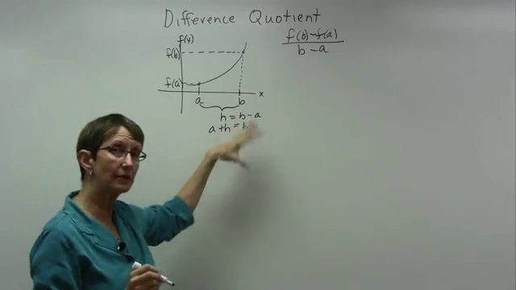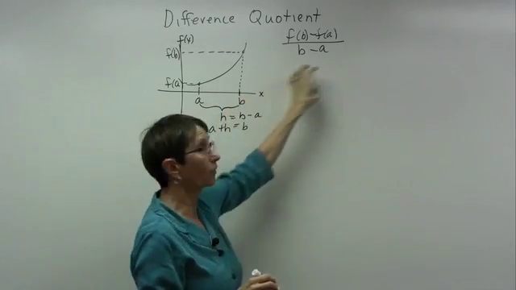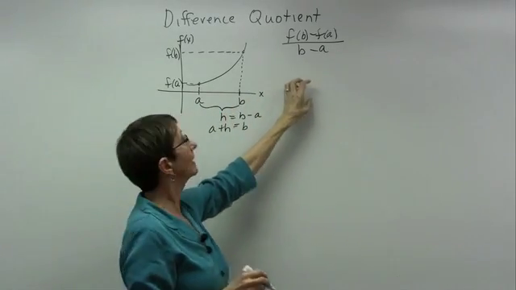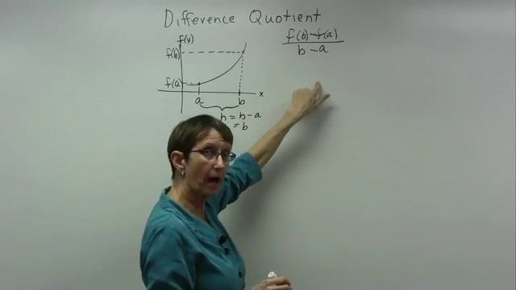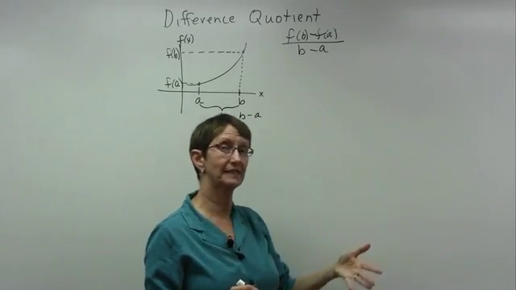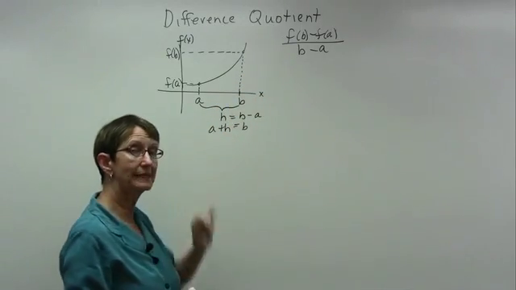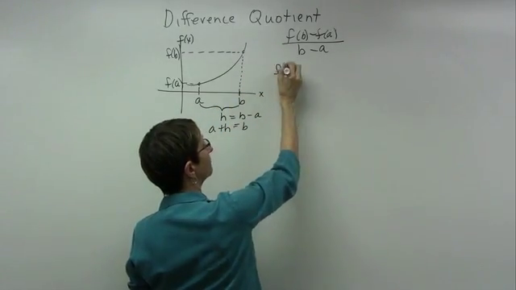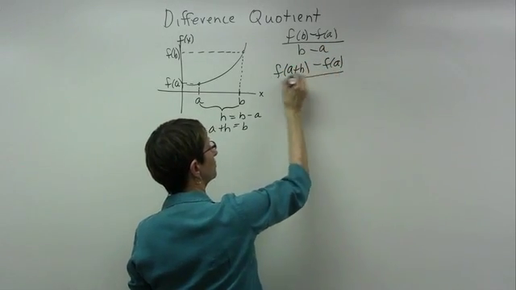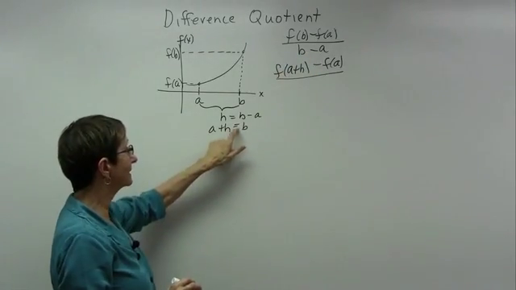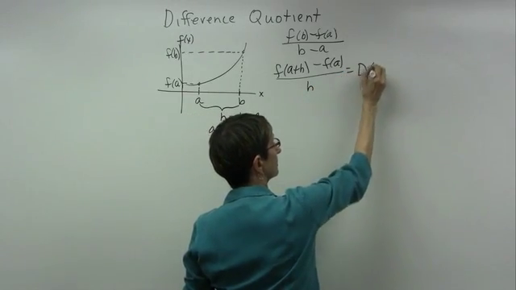And I can use this notation to set up a difference quotient in a different form than just A and B. Now it's called a difference quotient because I have a difference on top and a difference on the bottom, and so it's a quotient of differences. I'm going to take this now and replace B with A plus H. So up here I have f of A plus H minus f of A over B minus A. Now B minus A is H. So this is the difference quotient.